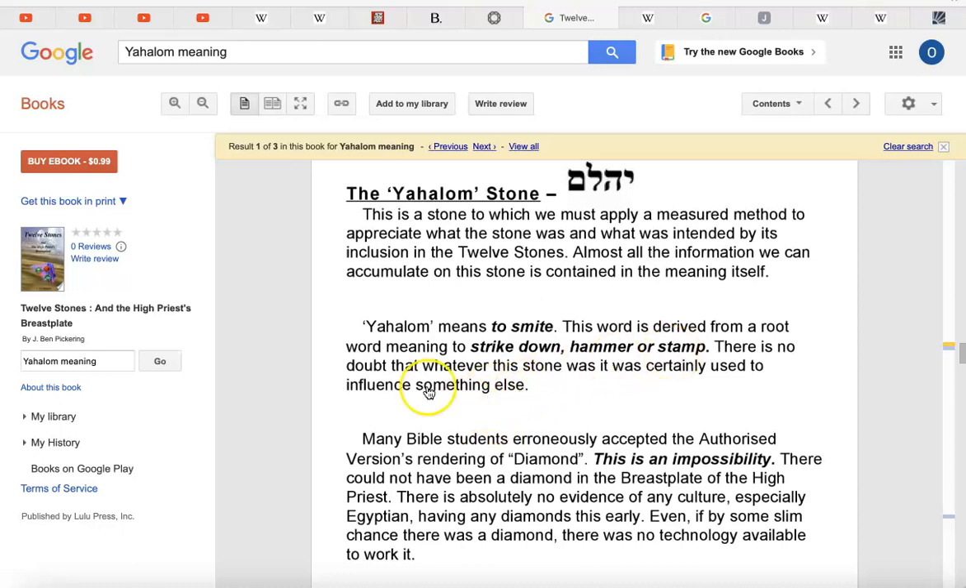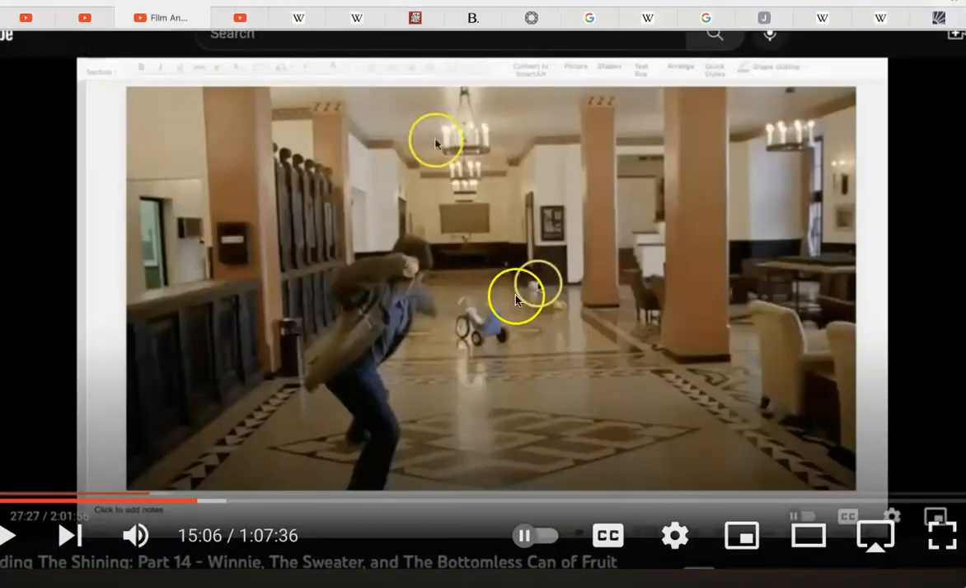There is no doubt that whatever this stone was, whether it was a diamond as we know it or some other stone, they're not sure. There is no doubt that whatever the stone was, it was certainly used to influence something else. So these diamonds that we see in The Shining, we don't see the diamond itself. We don't see a diamond stone, like for an engagement ring or a pendant or whatever. No, we see the diamond shape.